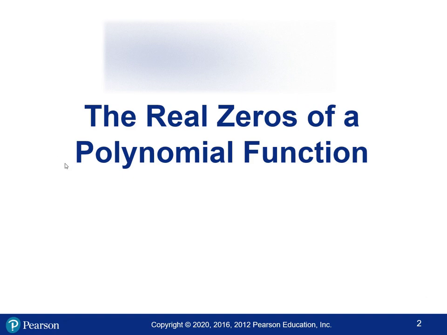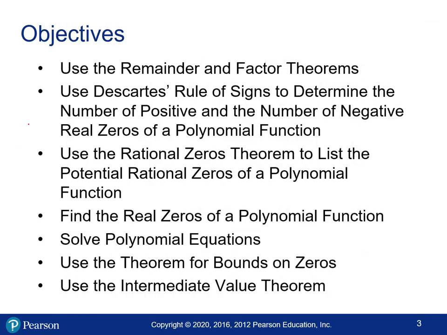Hey everybody, we're going to continue talking about the real zeros of our polynomial functions, and this time we are going to be using the rational zeros theorem to list the possible zeros, technically the rational zeros, of our polynomial functions. So last time we talked about Descartes' rule of signs, and before that we were learning about the remainder and factor theorems.